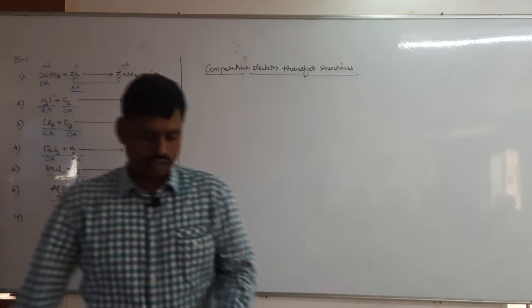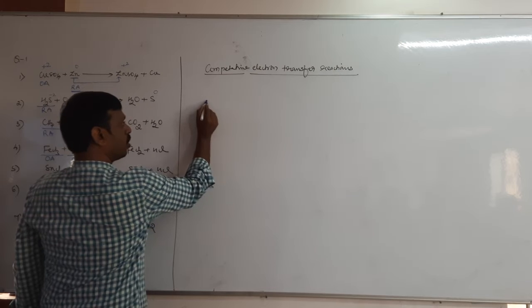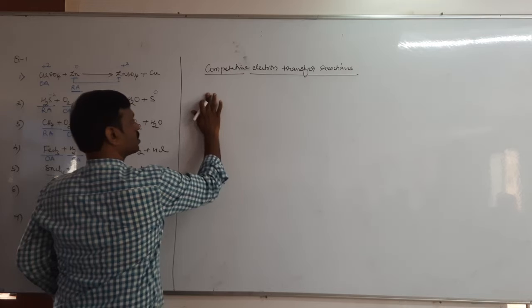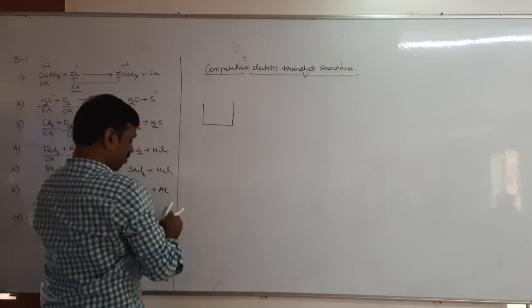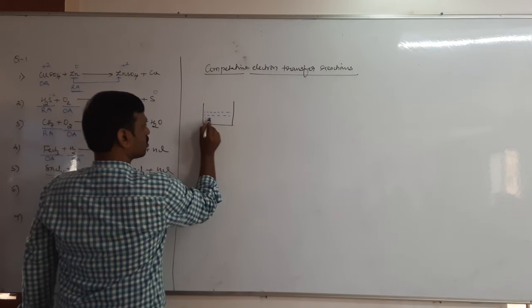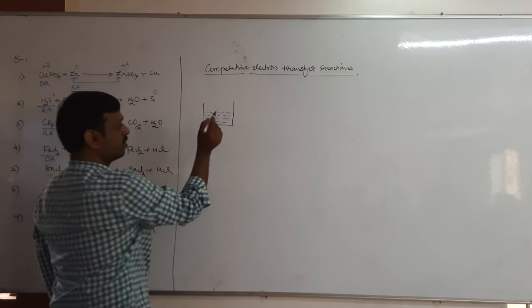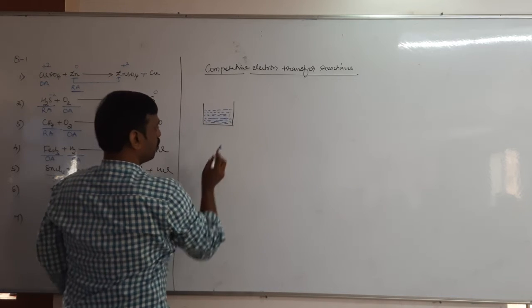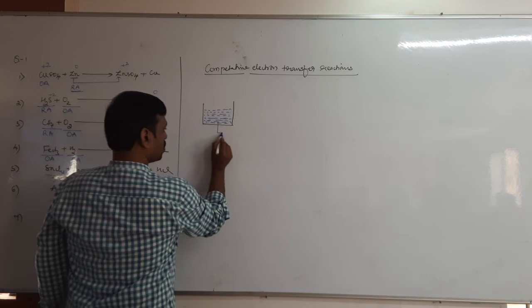Let us see one simple example. A zinc rod is placed in copper sulfate solution. Let us take a beaker containing copper sulfate. What is the color of aqueous copper sulfate? Blue. So copper sulfate is blue in color. This is aqueous copper sulfate.